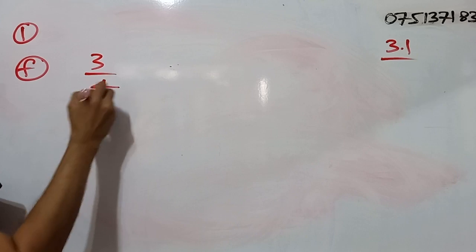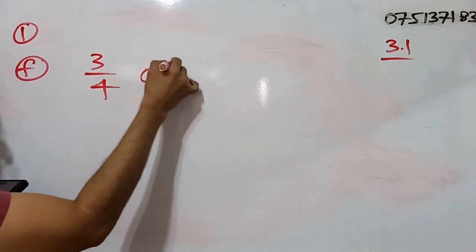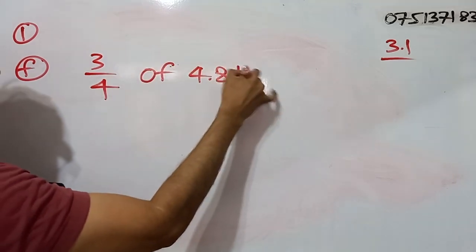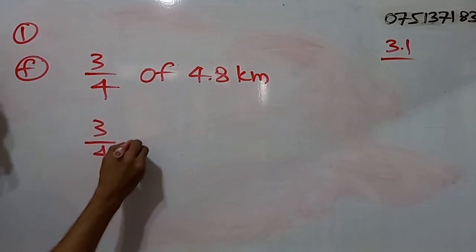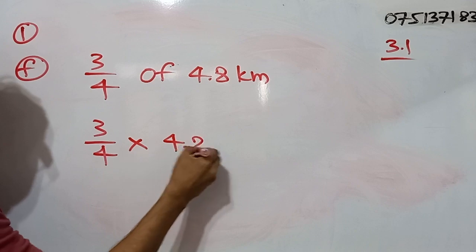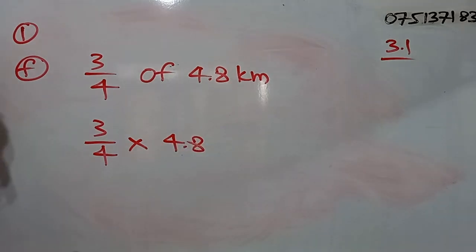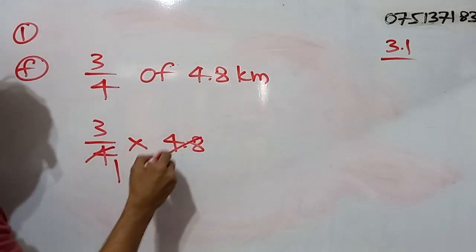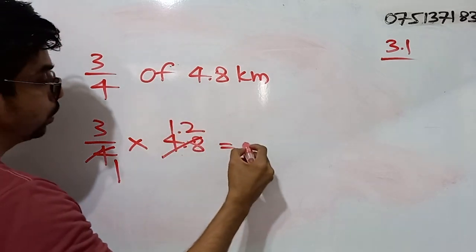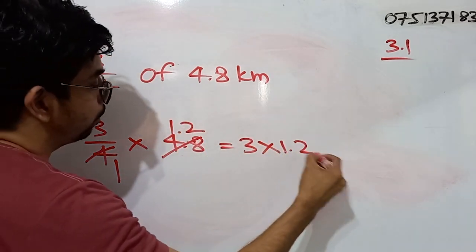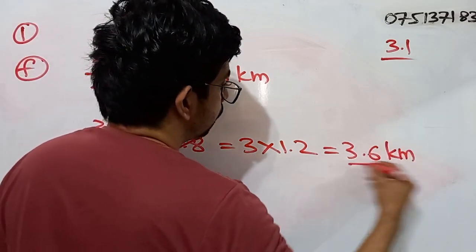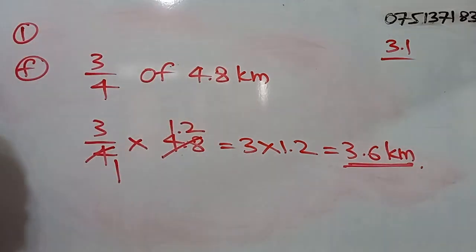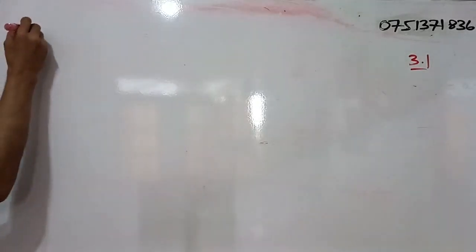Right, exercise 3.1, question number 1, part F. What do we have? 3/4 of 4.8 kilometers. So that means 3/4, we have to multiply that by 4.8. So 4 into 1, 4 into 1.2. So that means 3 into 1.2. So 3.6, those are what? Kilometers.